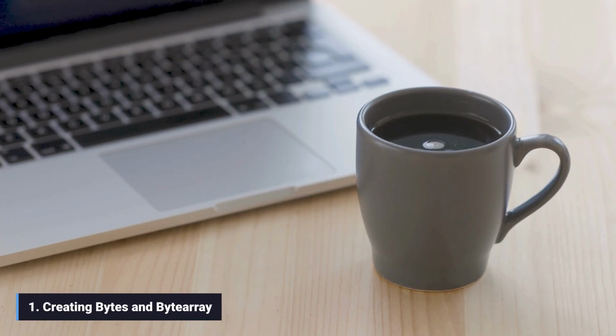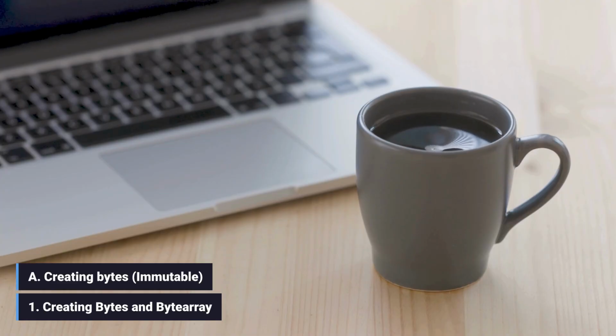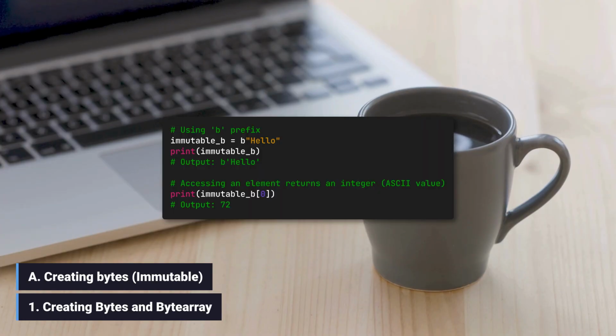1. Creating bytes and bytearray. Both types can be created by prefixing a string literal with b or by using their respective constructor functions. Crucially, they store sequences of integers ranging from 0 to 255. The bytes literal starts with b. Note that when you index a bytes object, it returns the integer value of that byte, not a single character string.